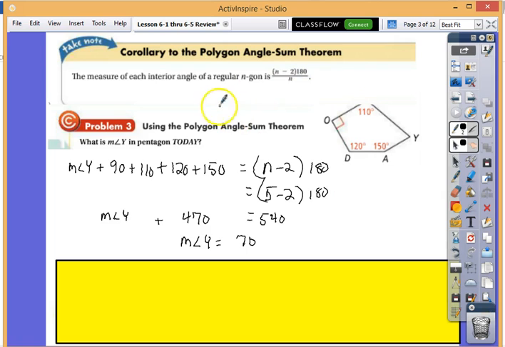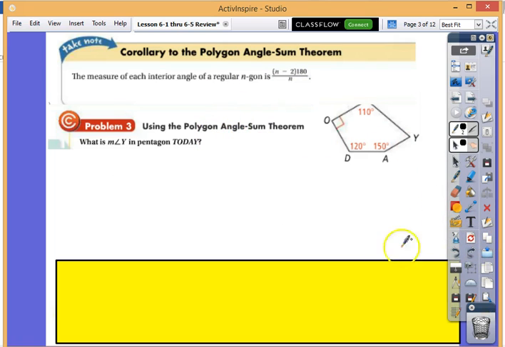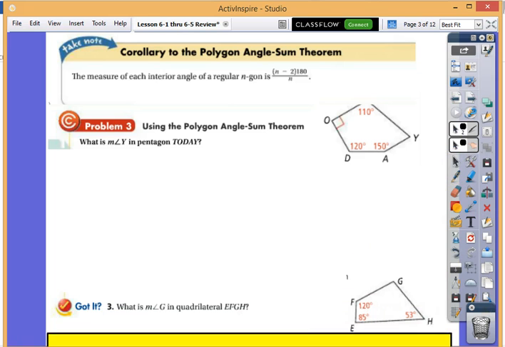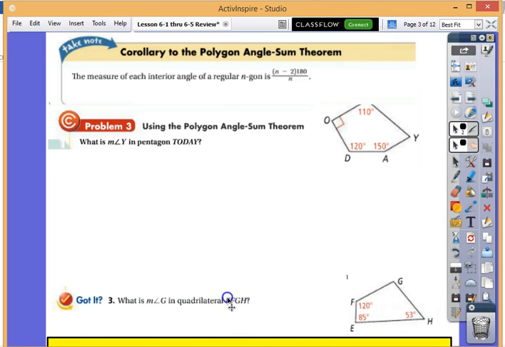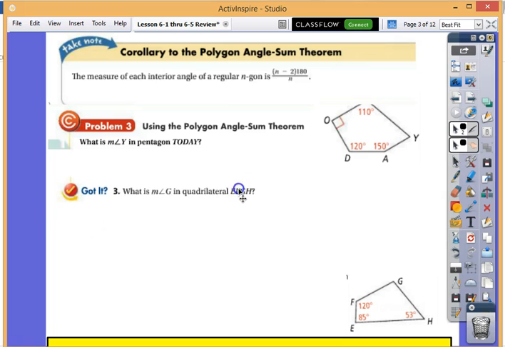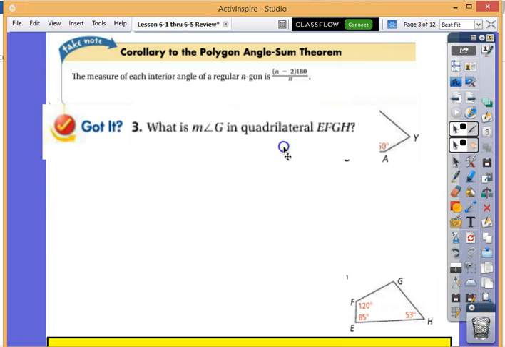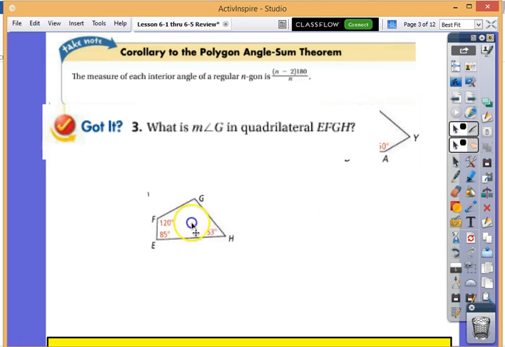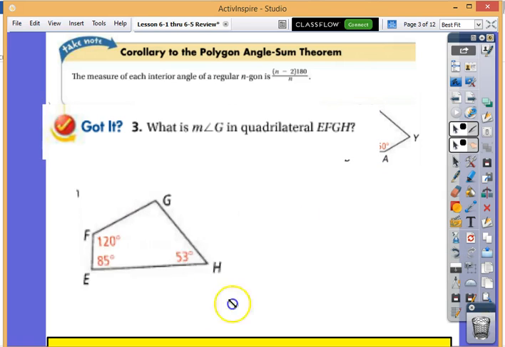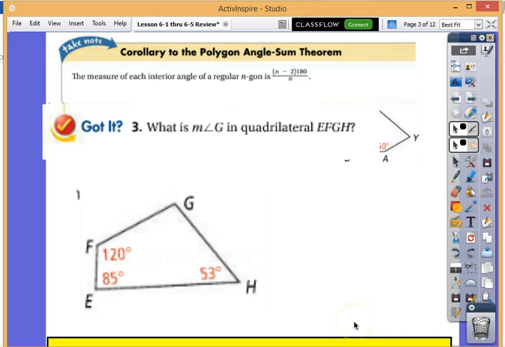All right, so there's a little yellow box there. What do you think that means? Oh, then there's another problem under it. And so here's what I want you to do. I want you to find the measure of angle G in this figure right here. Ready, go. So the answer is 102.